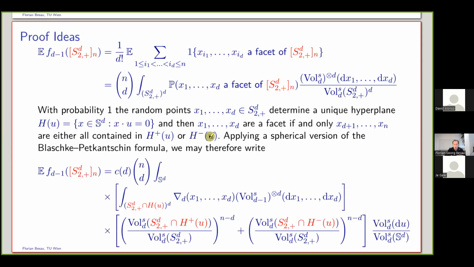And then you can use a Blaschke-Petkantschin formula, where instead you want to integrate over all of the points in this wedge. You want to first integrate over all of the half spaces h, and then integrate over the half spaces intersected with the wedge, the points x1 to xd. So this is an integral geometric formula that is well known in Euclidean space, and there is a spherical analog also.